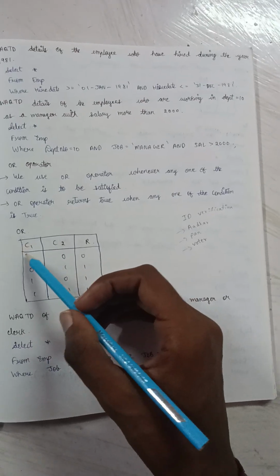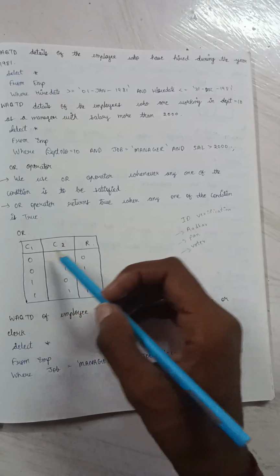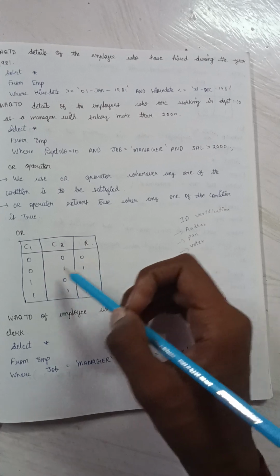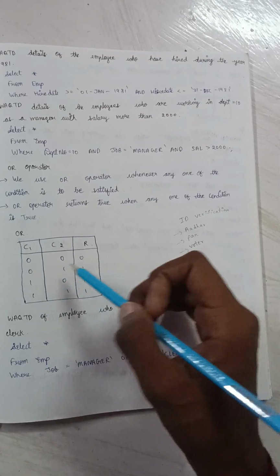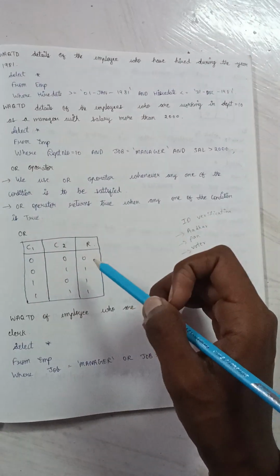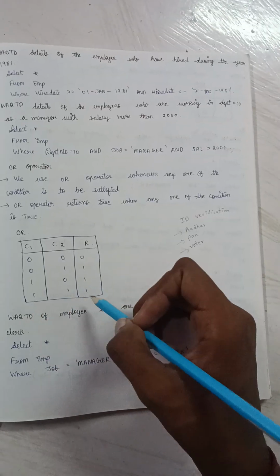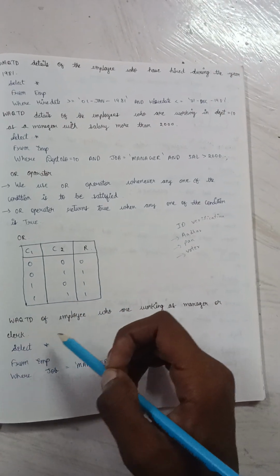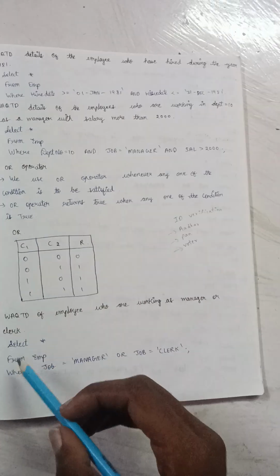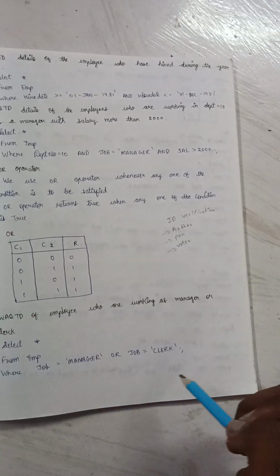This is the truth table of or operator. Condition 1, condition 2, result: 0 0 0, 0 1 1, because if one condition is true, then we get the result as true. So 1 0 1, 1 1 1. Write a query to display details of the employees who are working as manager or clerk. Select star from EMP where job is equal to manager or job is equal to clerk.